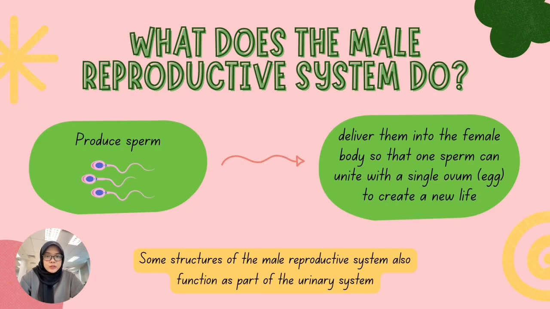So what does the male reproductive system do? The primary function of the male reproductive system is to produce sperm and then deliver them into the female body so that one sperm can unite with a single ovum, which is an egg, to create a new life. Also, some structures of the male reproductive system function as part of the urinary system.